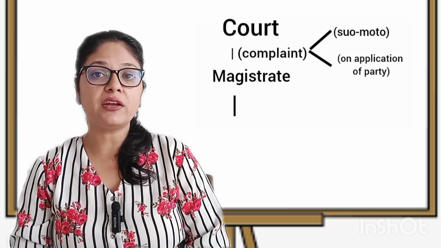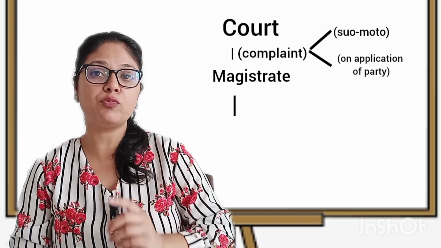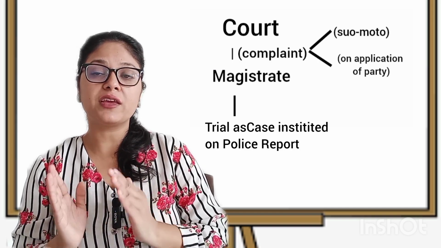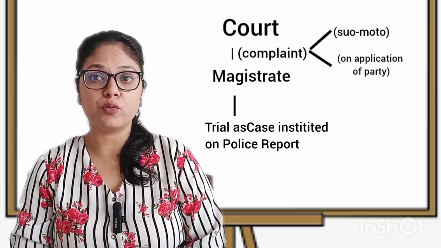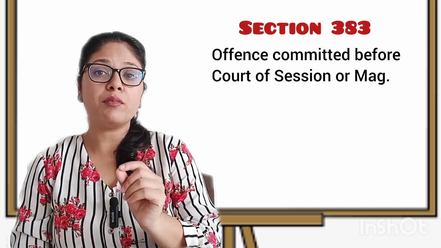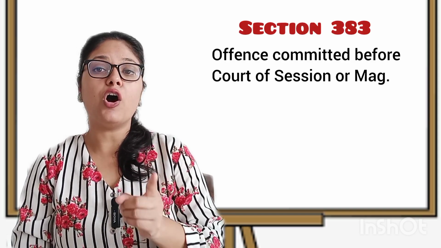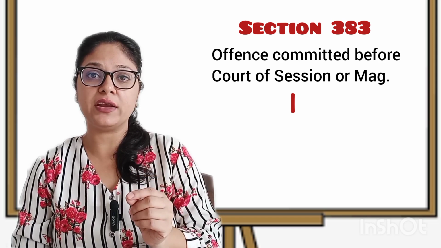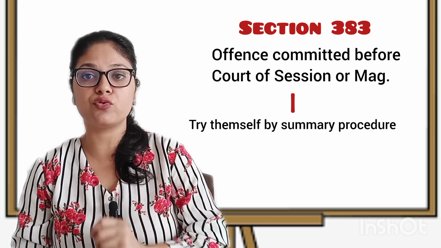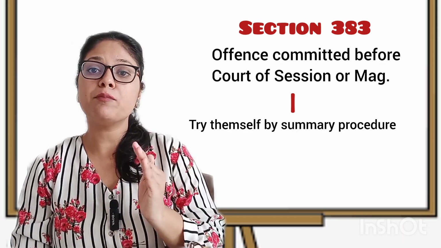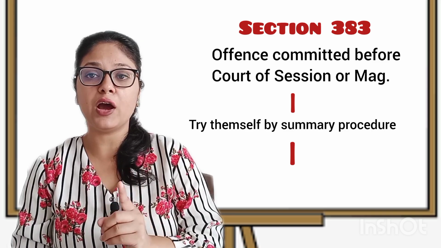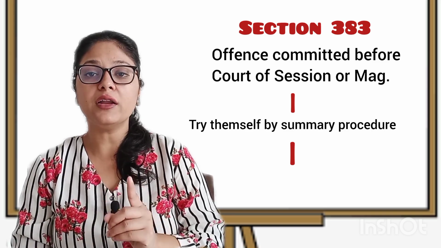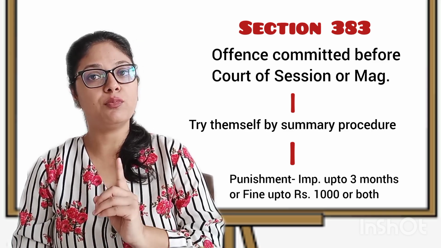Now, the magistrate can try the offender and can follow the procedure which is given for the cases instituted on police report. If the offence is committed before the court of session or a magistrate, then they are also allowed to try the offender themselves following summary procedure. And they can punish the offender with fine up to ₹1,000 or imprisonment up to 3 months or both.